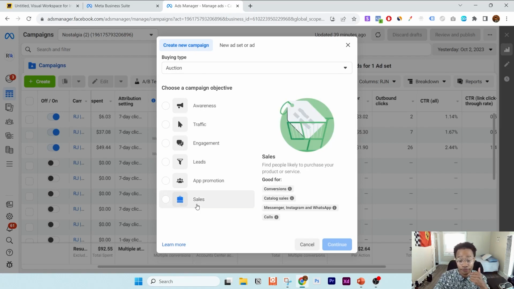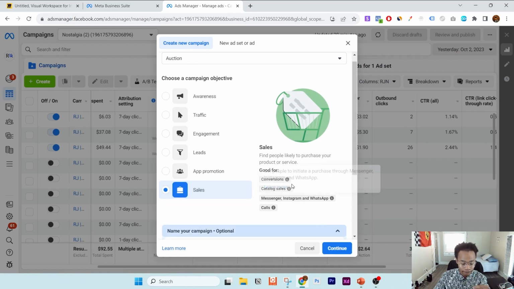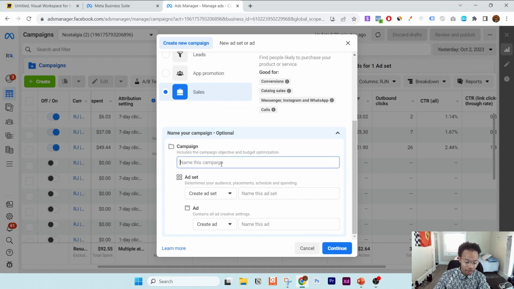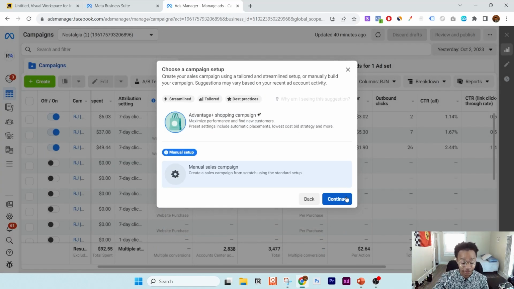We're always going to optimize for sales, or the objective in which we ultimately want. If you want leads, say for example, you're growing email lists, then you're going to optimize for leads. If you want sales, you're going to optimize for sales. So we're going to start with sales, and we're going to start with the CBO kind of strategy. So we're going to go to sales. I'm going to name this RJ CBO testing. We're going to continue. In this case, you're going to want to click manual sales campaign, continue.